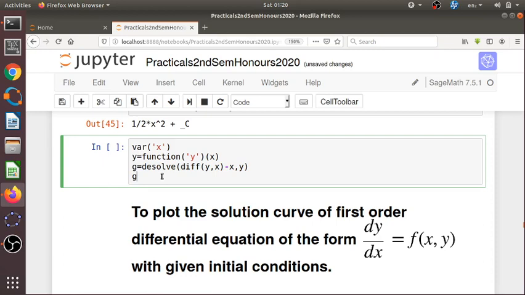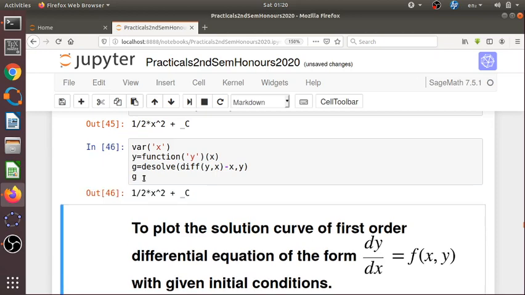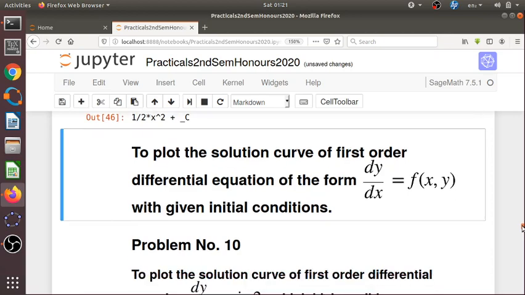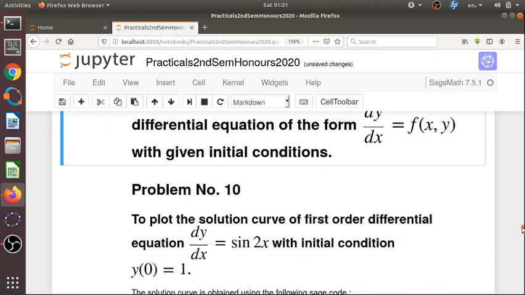So whatever solution curve comes, it will store in the variable g. Okay, so that way also we can proceed, right? For today's lecture, we will be studying how to plot the solution curve of a first order differential equation of the form dy/dx equal to f of x, y with given initial conditions. Okay, so it's problem number 10.